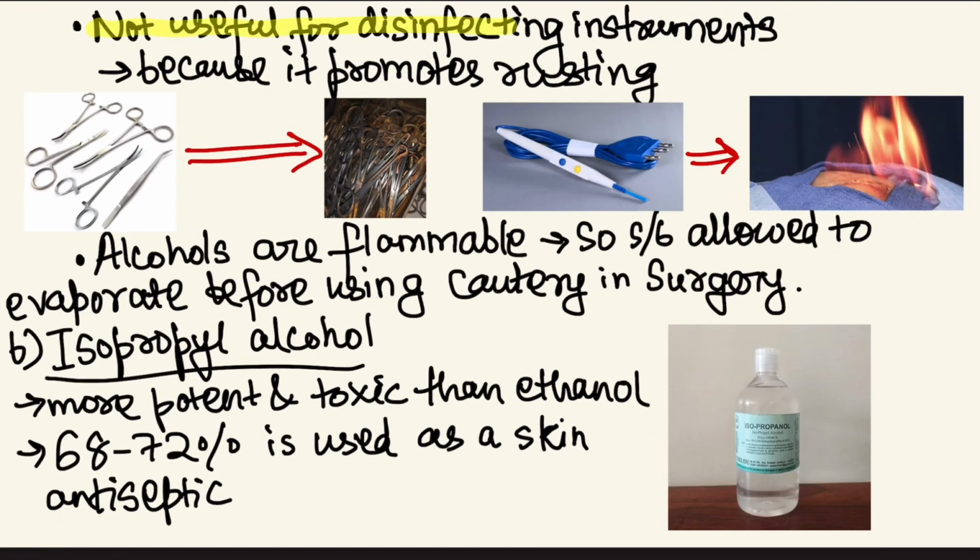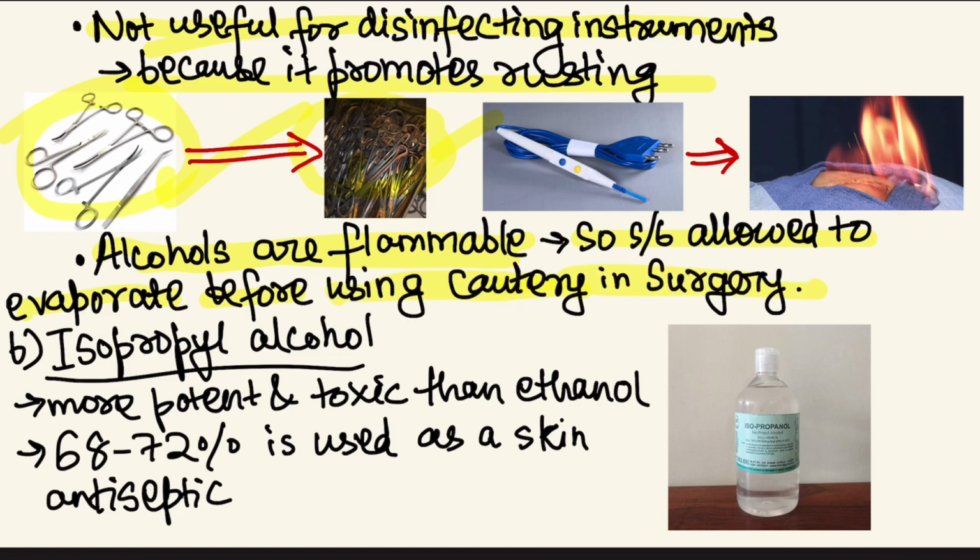Then it is also not useful for disinfecting instruments because it promotes rusting. As you can see here, we have surgical instruments which are getting rusted because of the use of ethyl alcohol. Also, because alcohols are flammable, it should be allowed to evaporate before using any cautery in surgery.